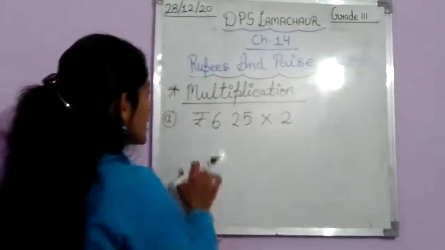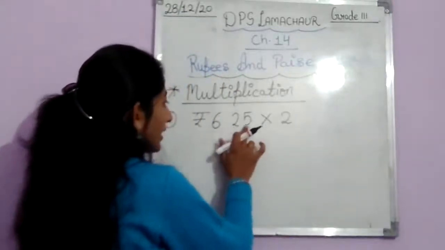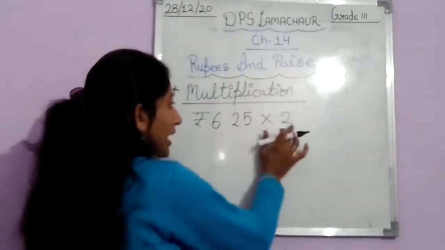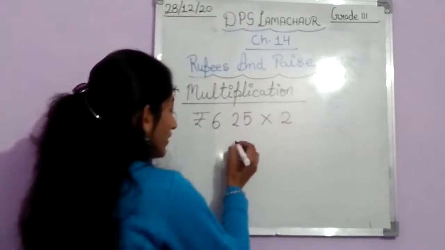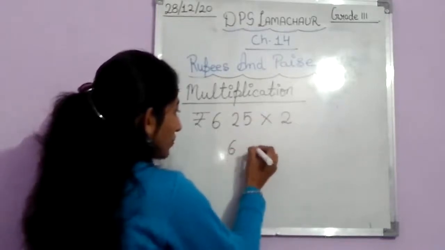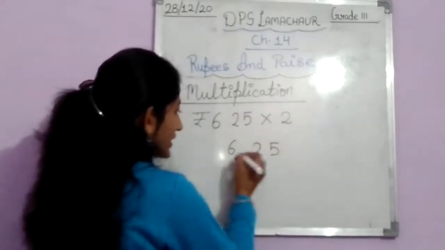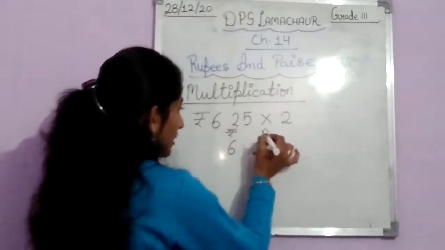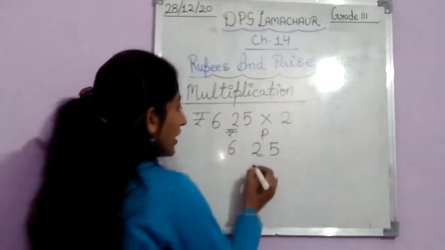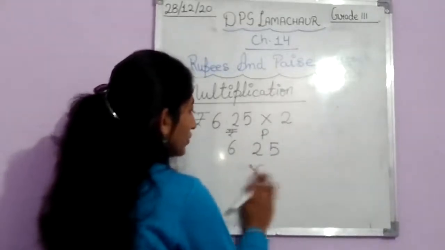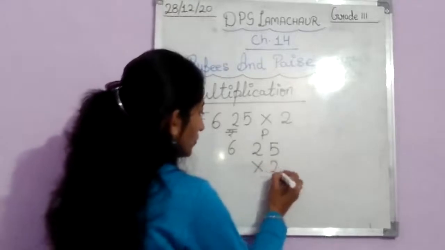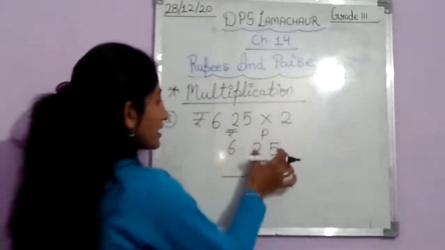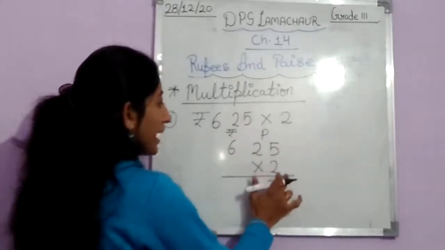Now you can see this is rupees 6.25 means 6 rupee and 25 paise, and we have to multiply this by 2. First of all, what we will write: 6.25. Okay, we can write like this is rupee, this is paisa column. 6.25 multiplied by 2. How we will multiply now? This is rupee 6, this is paise 25, and we have to multiply by 2.